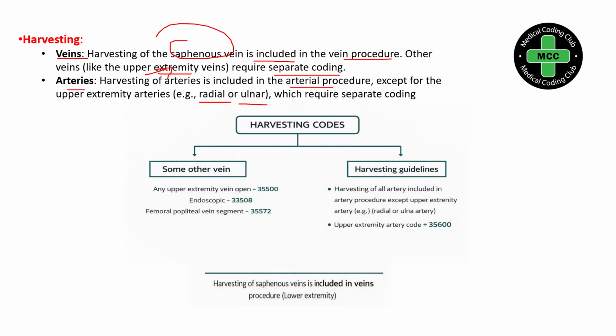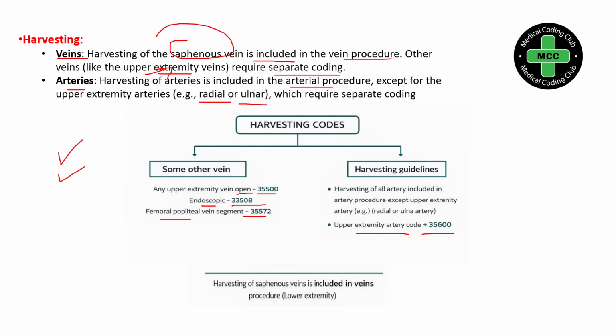If they harvest from an open vein, you will code 35500, and then endoscopic procedure 33508, and then femoral 35572, and coming to upper extremity artery, code 35600. So these are the harvesting codes. So first you will identify how many grafts are being done or what type of grafting they are performing. Then you will first figure out your CABG codes. Okay, then you will come to your harvesting CPT codes, and with respect to where they are harvesting from, you will be able to get the codes.